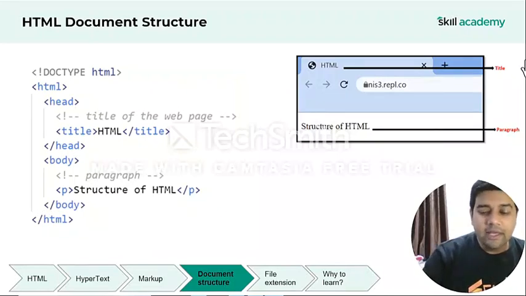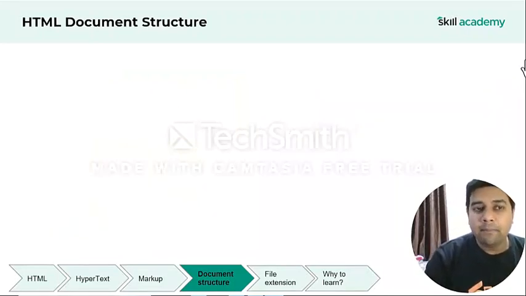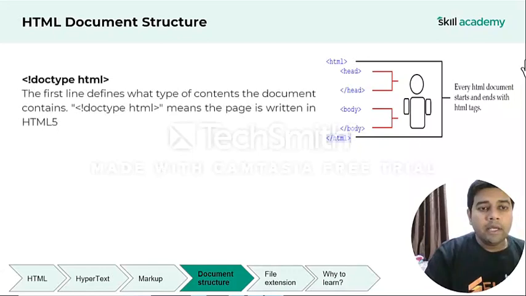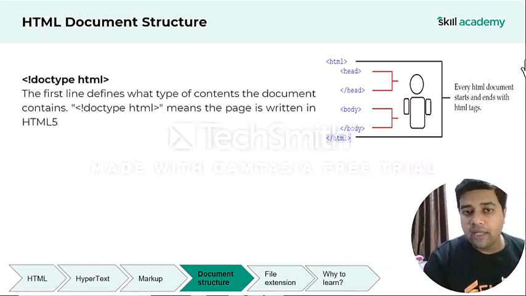Okay, so let's understand these tags one by one. First of all, you are going to use this tag, doctype HTML. The first line defines what type of content the document contains. Here, doctype HTML means the page which we are about to design is written in HTML5.